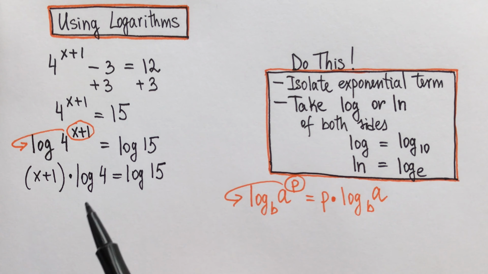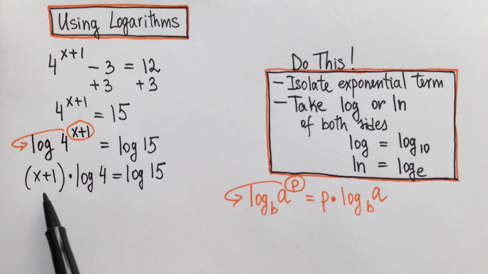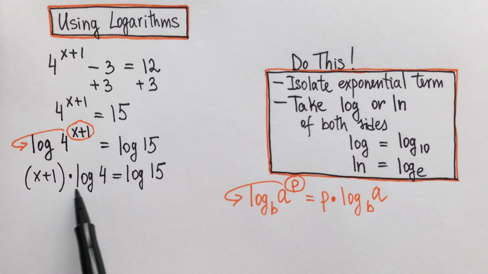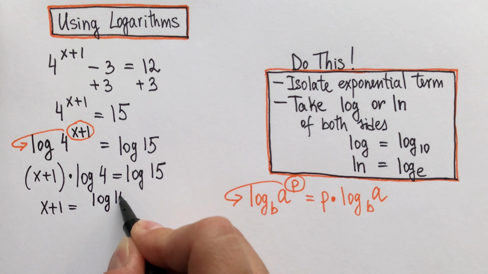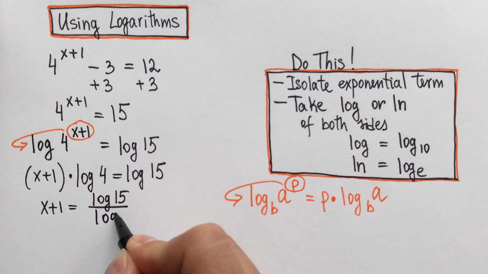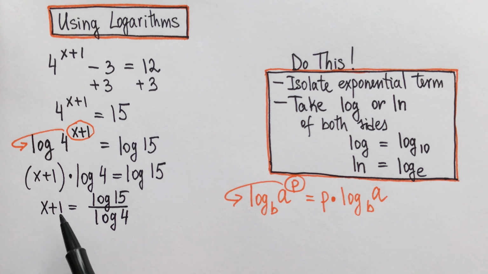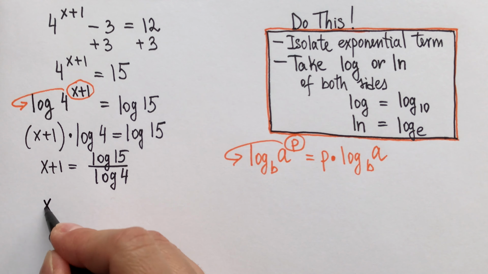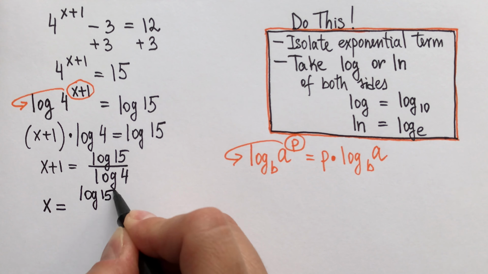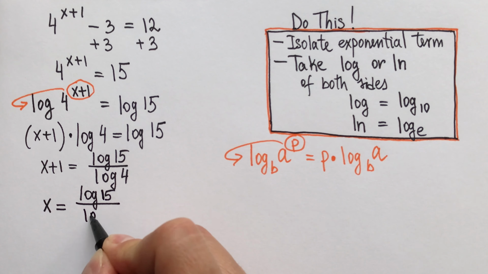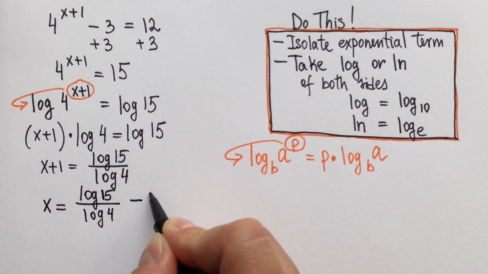So what do we do next? We need to isolate the variable. So we will divide both sides by log of 4. So x plus 1 equals log of 15 divided by log of 4. What do we do next? We subtract 1 from both sides, and now x is isolated. x becomes log of 15 divided by log of 4 minus 1.